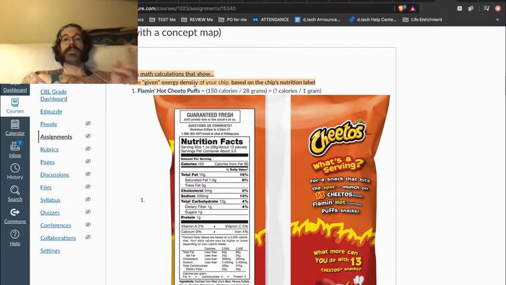given energy density. And energy density is a measurement of how dense the chemical energy is stored in your food product. So in this case, we have 150 calories for every 28 grams.